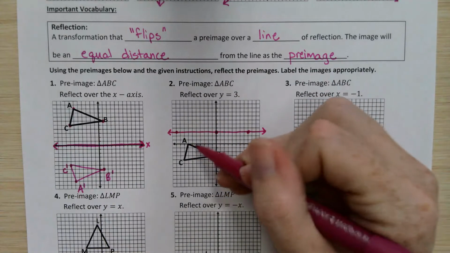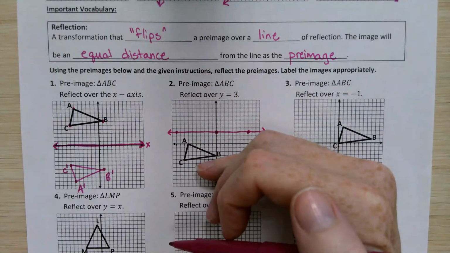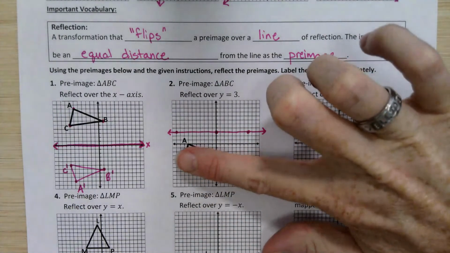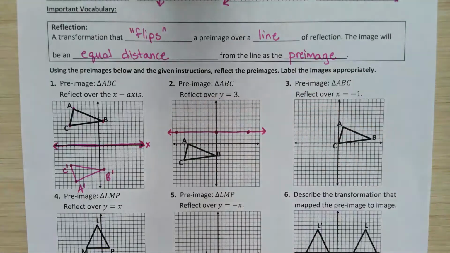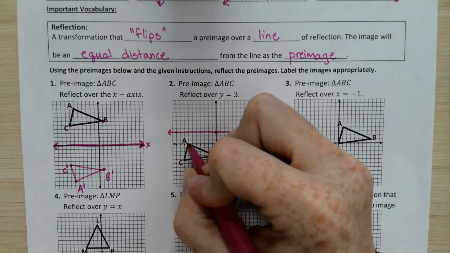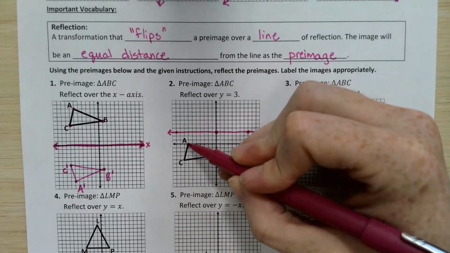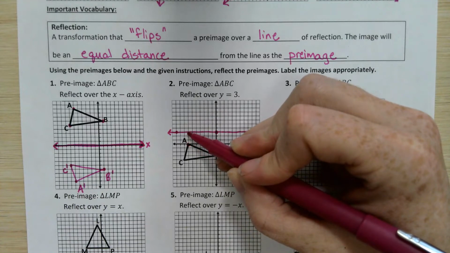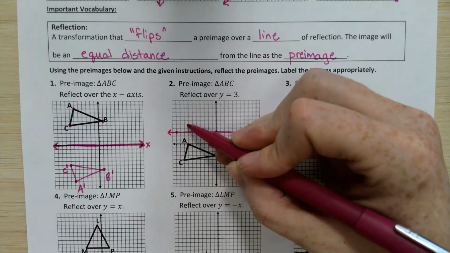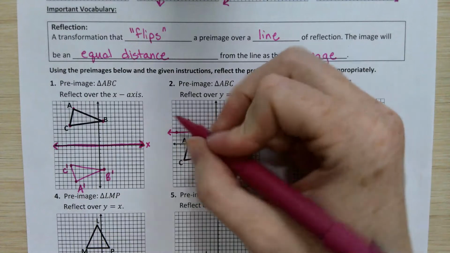So this preimage is all below the line. So when it reflects, it's going to reflect up here above the line. A is the point that's closest, so I'm going to start with that one. It's 1, 2, 3 boxes below. So A prime is going to be 1, 2, 3 boxes above.